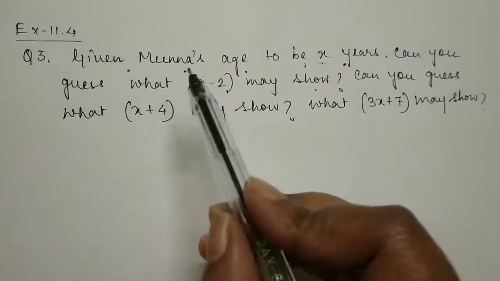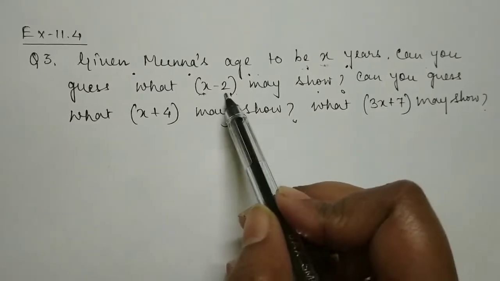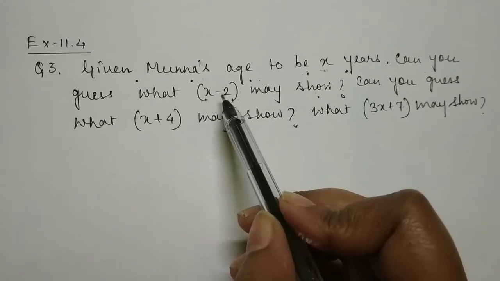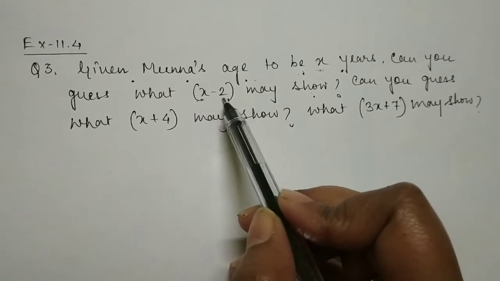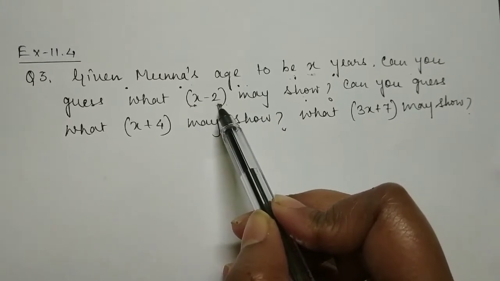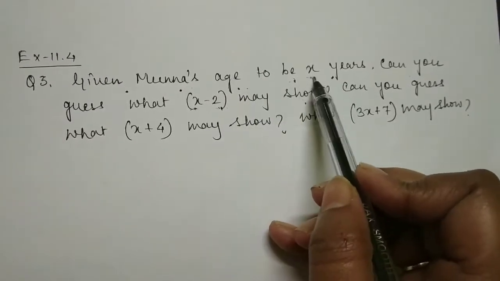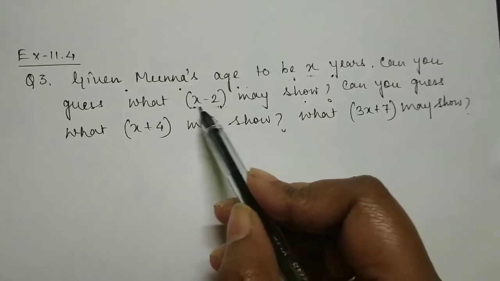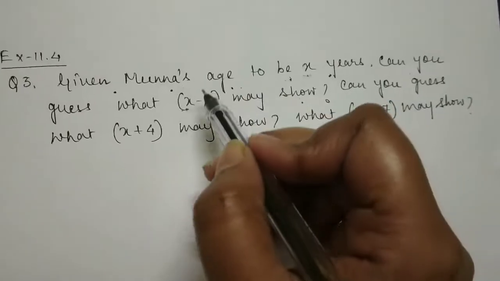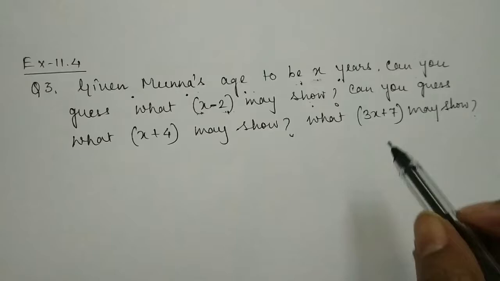Now, in the next question we have given Munna's age to be x years. Can you guess what x minus 2 may show? Now, x is Munna's present age. Minus 2 means his age 2 years back. x minus 2 years can be his age 2 years back. Now, it is given in the hint: think of his brother. So if his age is x years, then x minus 2 can be his brother's age. That means his brother's age, x minus 2, shows that his brother is 2 years younger than him.